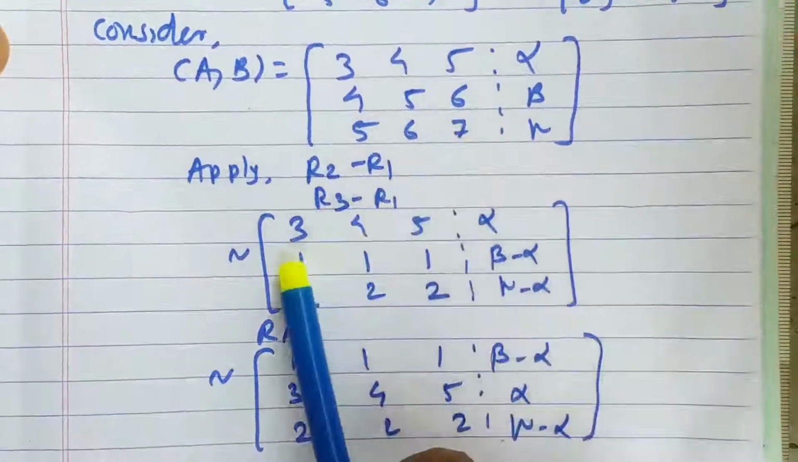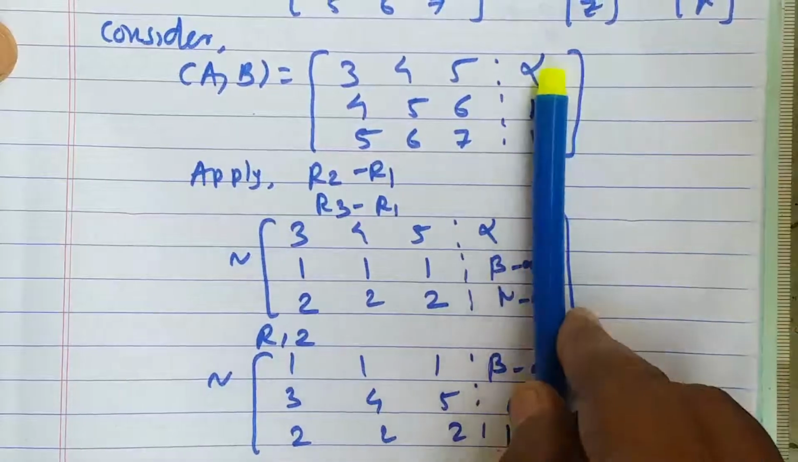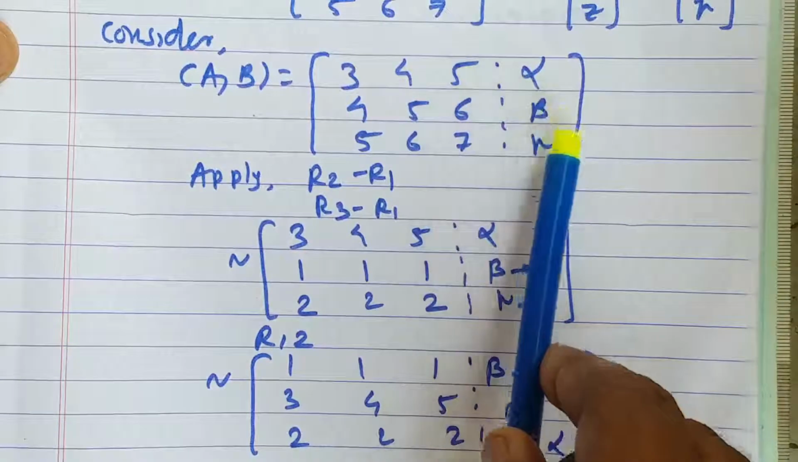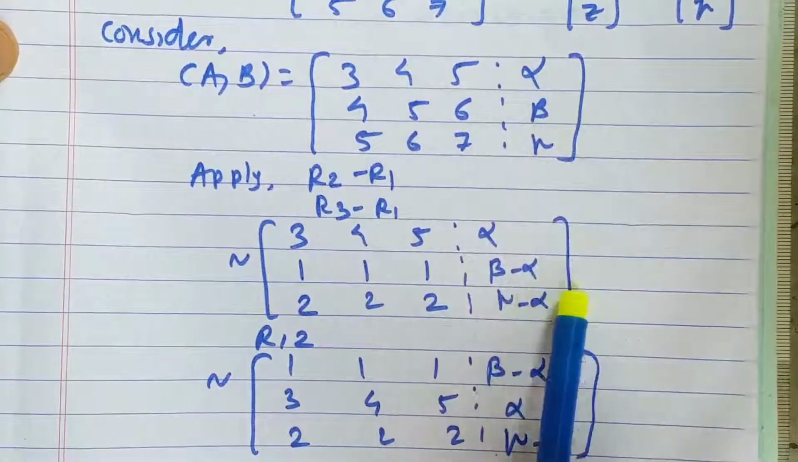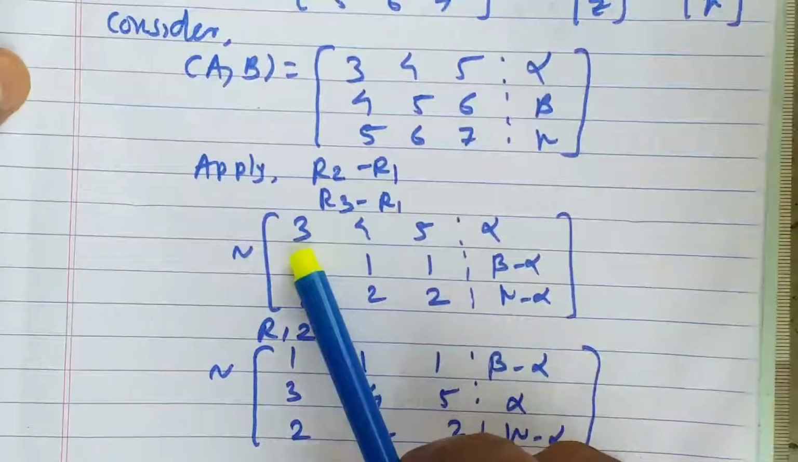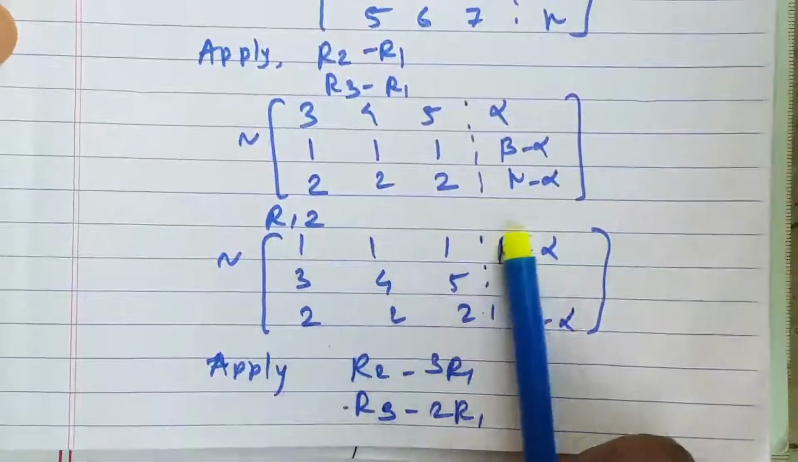for getting simpler numbers here. After doing that, we'll get this row 1 1 1, beta minus alpha, then 5 minus 3 is 2, 4; 6 minus 4 is 2, 7 minus 5 is 2, gamma minus alpha. This is the matrix we will obtain after the first transformations. Now we have 1, so that 1 you need to bring here. For making calculations easier, we are doing all these things.